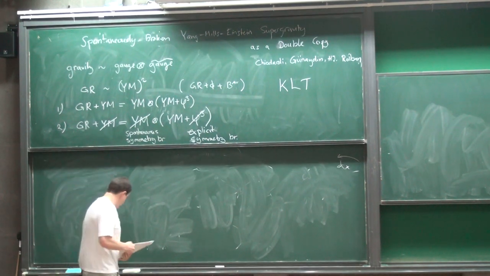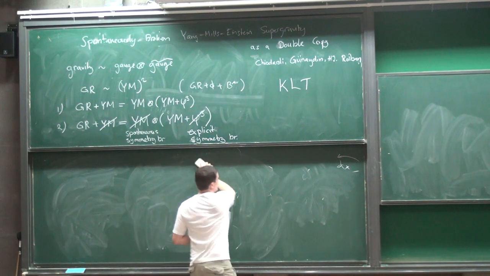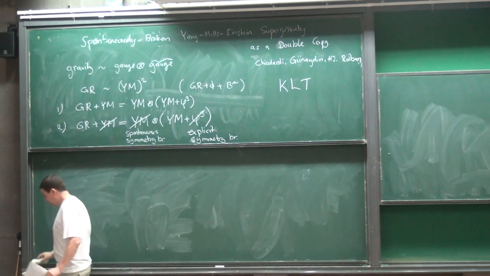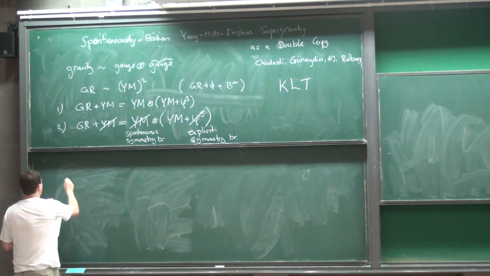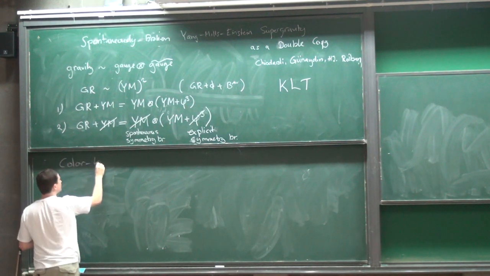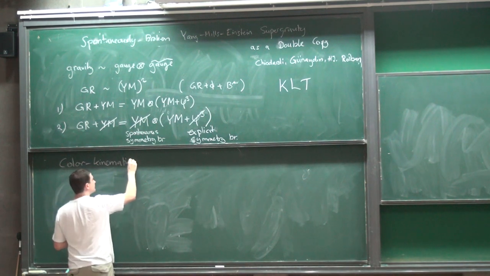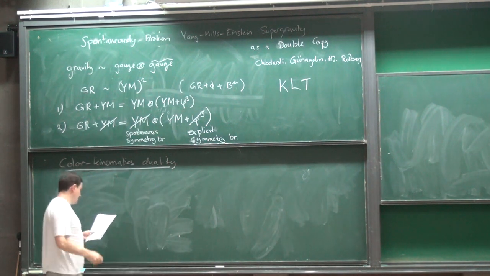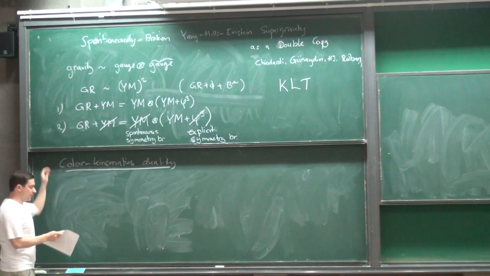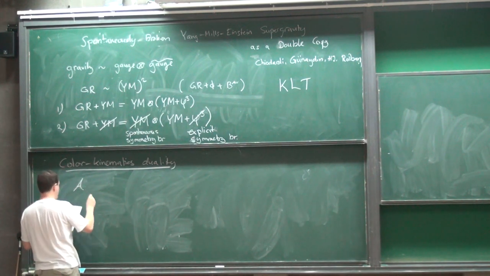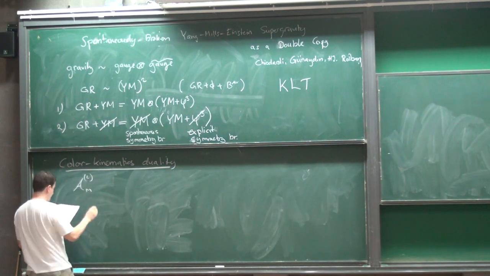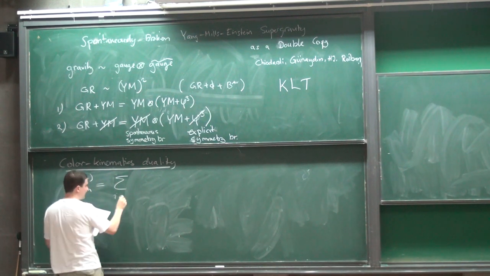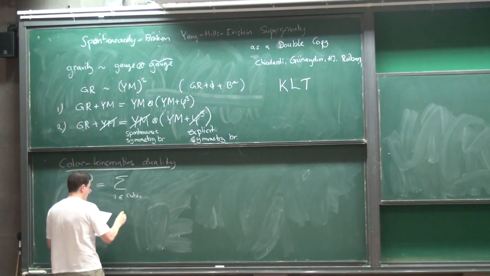So let me start by saying some quick things about color-kinematics duality. You already heard about it previously, but let me say some words on it so it fits into the context of this talk. So basically, when we compute a scattering amplitude, it's convenient to write it in this format. So an n-point, L-loop amplitude is a sum over various diagrams, and we're going to take them all to be cubic graphs.